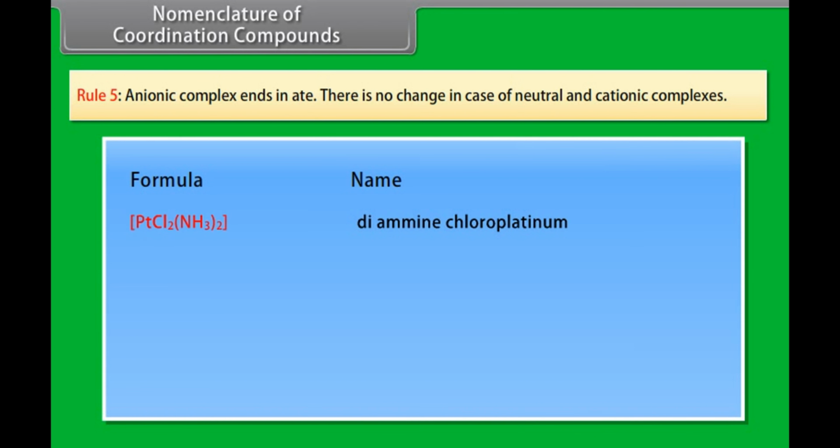Rule 5. An anionic complex ends in "ate". There is no change in the case of neutral and cationic complexes. Rule 6. The oxidation state of the central metal is indicated by a Roman numeral in brackets.